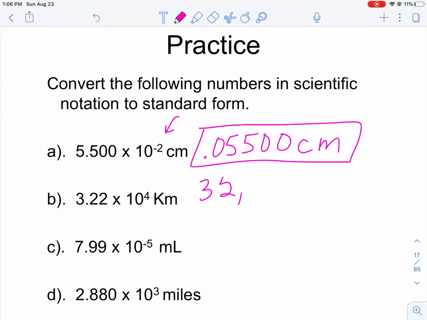Positive exponents go to the right. It's greater than 1.